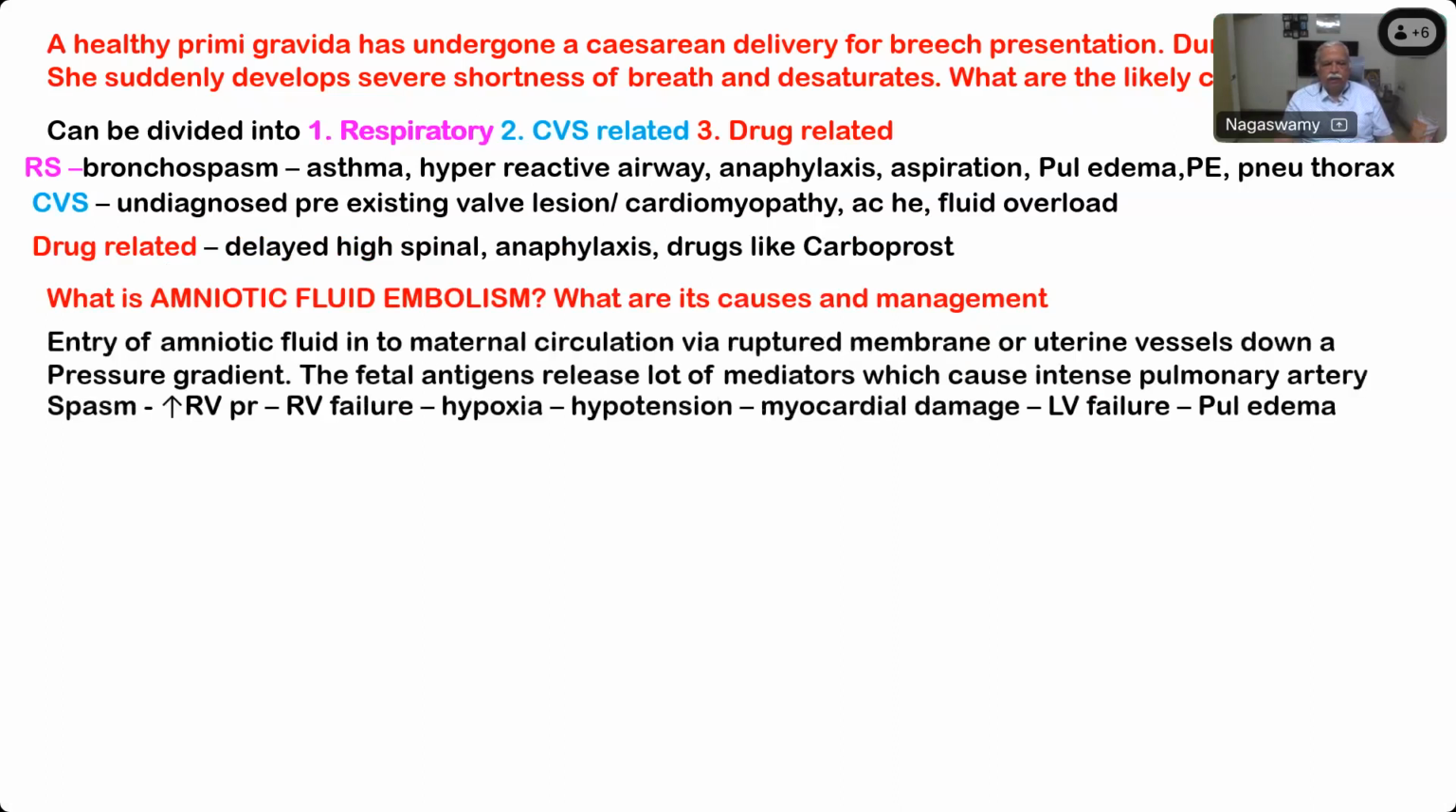Entry of amniotic fluid into the maternal circulation via ruptured membranes or uterine vessels down a pressure gradient. That is amniotic fluid embolism. The fetal antigens release a lot of mediators which cause intense pulmonary artery spasm, increased right ventricular pressure, RV failure, hypoxia, hypotension, myocardial damage, LV failure, and mortality. So that is the sequence that will happen.